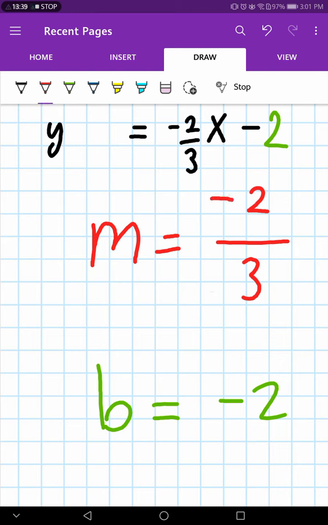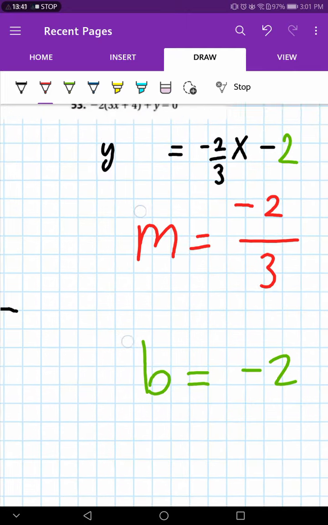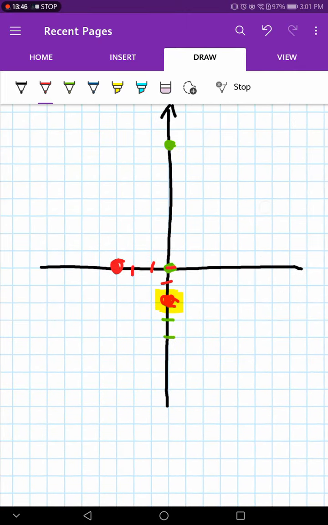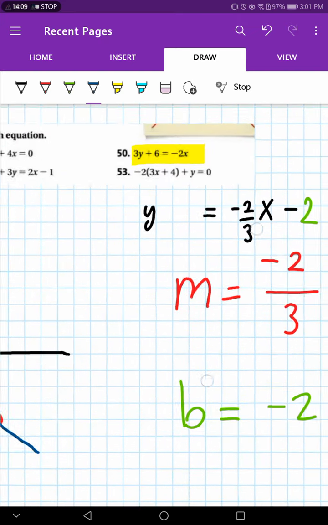Now, 2 steps down and 3 steps to the right. From where? From the shadow. Yes, here, the yellow shadow. Okay, so I will move 1, 2 steps down and 1, 2, 3 steps up. You see? Just connect between them.